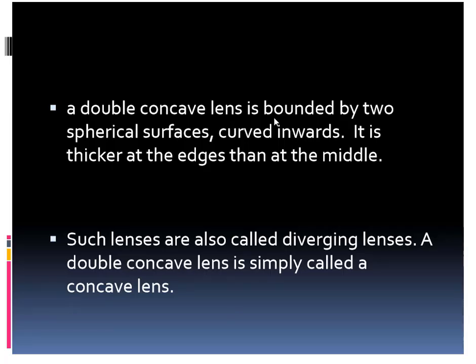A double concave lens is bounded by two spherical surfaces curved inwards. It is thicker at the edge than at the middle. Its shape would be like this, as I have already drawn it, like this. It is double concave. This surface is known as concave, so it is curved inwards. Such lenses are called diverging lenses. Why is it called a diverging lens? We will see in the next slide. A double concave lens is simply called a concave lens.